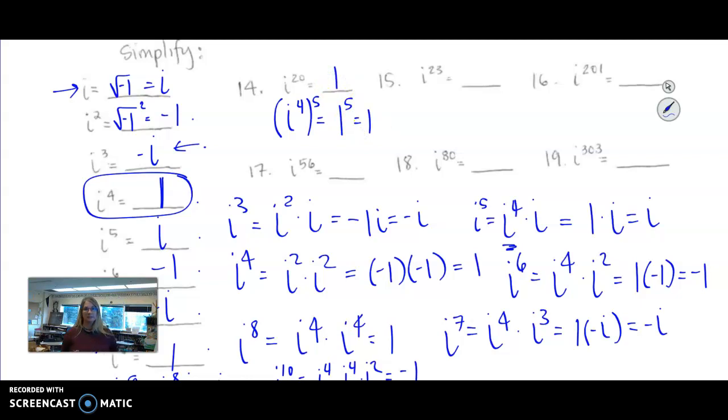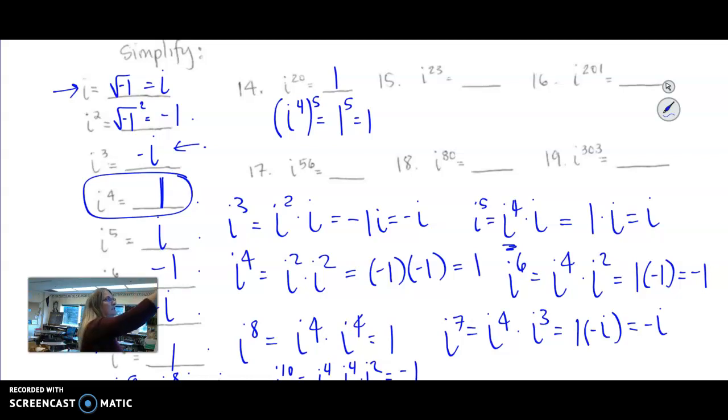So basically what you're looking at is the exponent, and if you divide the exponent by 4, and it goes in evenly, there's no remainder and you'll get 1. If there's a remainder, then look at what the remainder is.